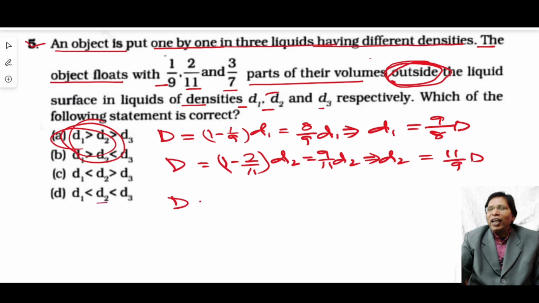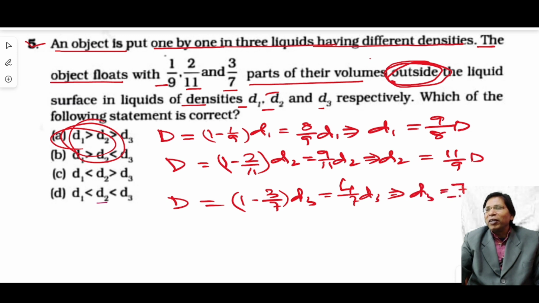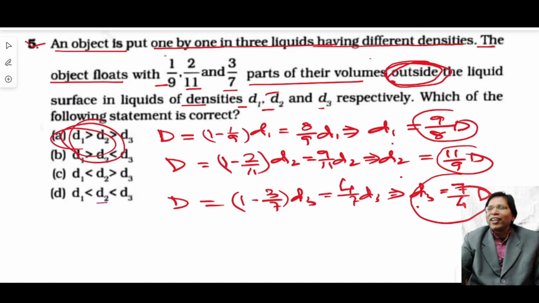Now for the third liquid, capital D equals 1 minus 3 by 7, the volume of the immersed part, into the density of the liquid d3. So this is 4 by 7 d3. Okay, understood? Now d3 equals 7 by 4 into capital D. Understood? So look, this is greater than this and this is greater than this. Therefore, d3 is greater than d2, which is greater than d1.